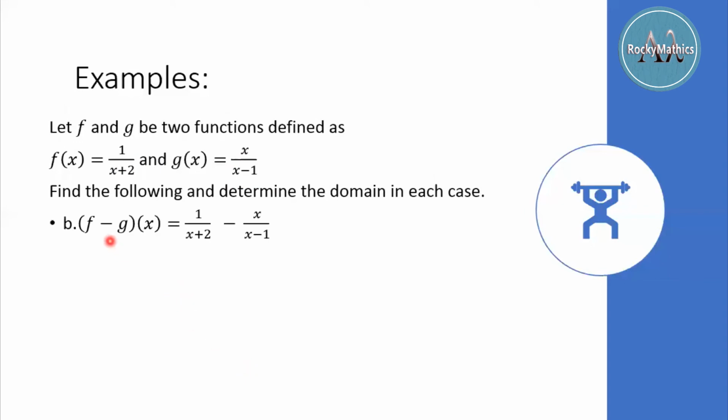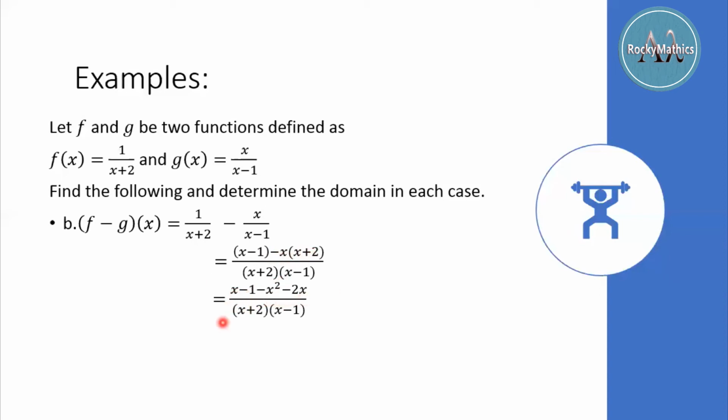Okay, now let's move on to the difference. So f minus g of x is equal to, the formula for finding the difference of the two functions is f of x minus g of x. So we just simply subtract the two functions, 1 over x plus 2 minus x over x minus 1. Then simplify again. So we have quantity x plus 2 times quantity x minus 1 divided by x plus 2. We have quantity x minus 1 minus x times quantity of x plus 2. Then moving on, so simplifying, we have x minus 1 minus x squared minus 2x.